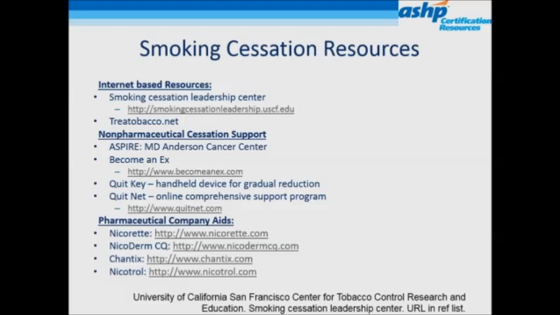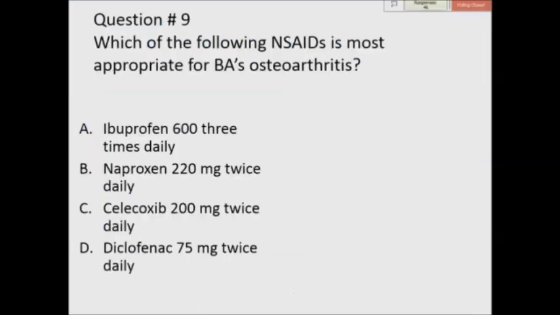There are other support groups that are non-pharmaceutical based, and then the pharmaceutical companies themselves on their websites have their resources as well. So there's a variety of options. If you are in the space, you probably have explored this a fair amount. But the good news is that for patients who are thinking about stopping, there are resources that are available to them. Okay. Now, thinking about NSAIDs for osteoarthritis in our patient, what should we do?